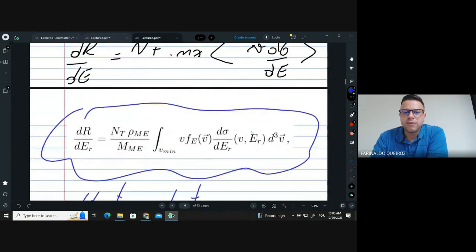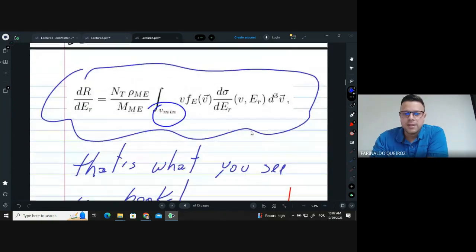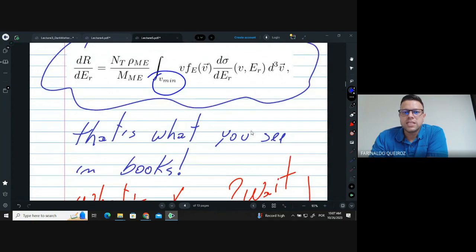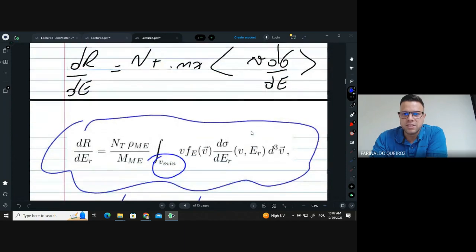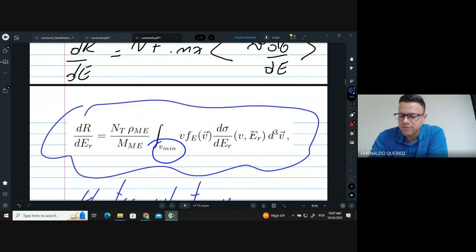And I'm going to explain what this v min is soon enough. That expression is what you're going to see in papers and in books. This deduction I haven't seen; I think I saw it in a lecture note quite some time ago, and I wrote it down because I knew that was really nice.